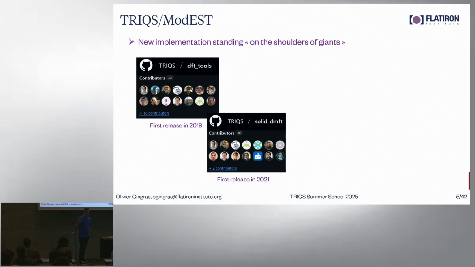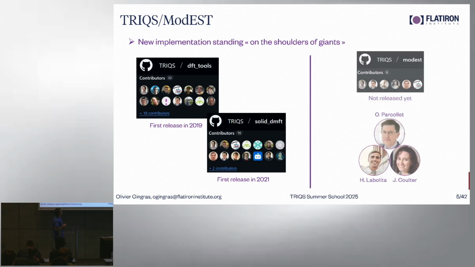So some of you may know about these other packages. There's DFT Tools, which is the connection with DFT, and there's Solid DMFT, which is the whole workflow of DFT plus DMFT. These codes were released a while back and have had a lot of contributions, 6 years and 4 years, so a lot of work has been done. DMFT is still useful for other things, but we thought that it was due for refactoring because of some of the complexity that built up with time.